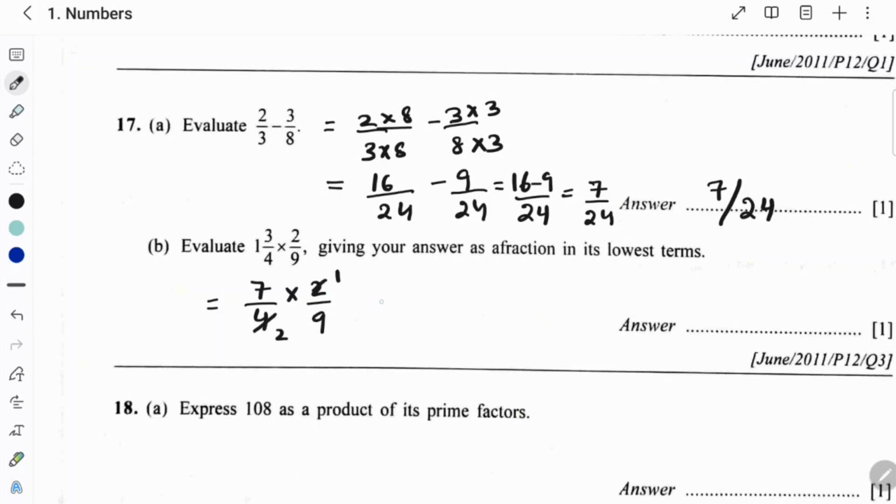2 ones are 2, 2 twos are 4. Now this is becoming 7 over 2 and 1 over 9 is left. So 7 ones are 7, 2 nines are 18. 7 over 18 is the answer for this question.